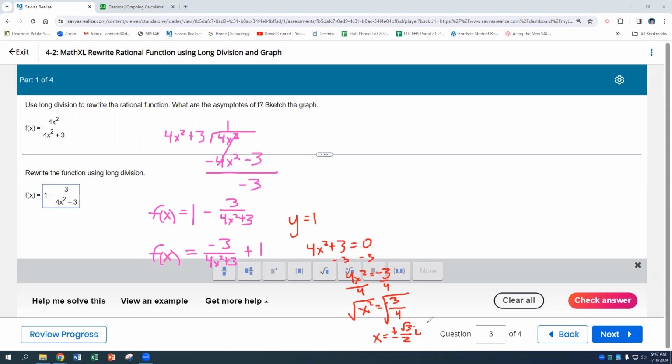So that i part, right, that imaginary number, that's not on our graph. That's not on our XY plane. So we can't graph that. So there's no vertical asymptote. So this is going to have no vertical asymptote. Okay.